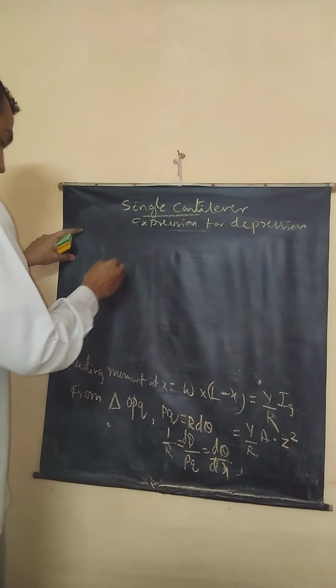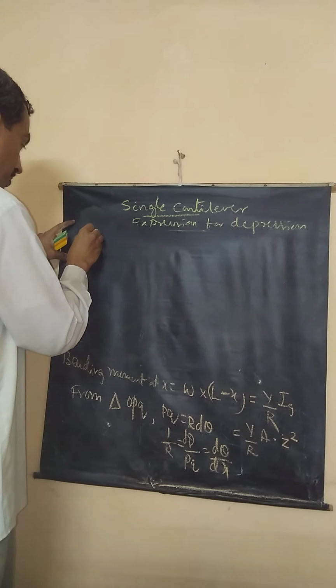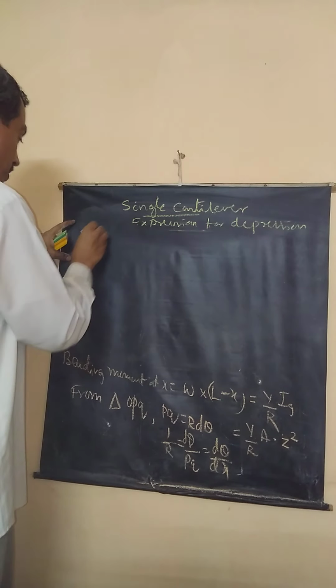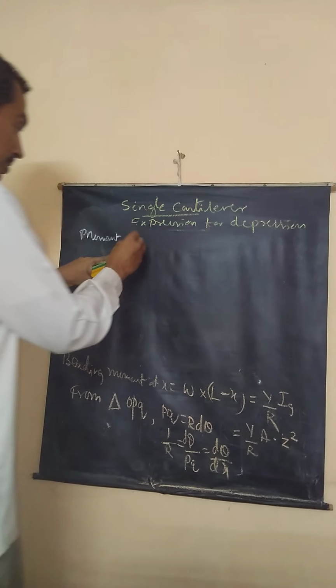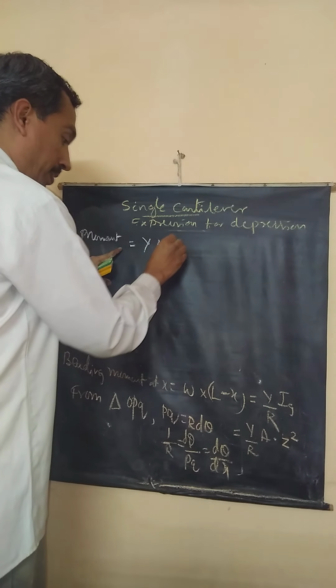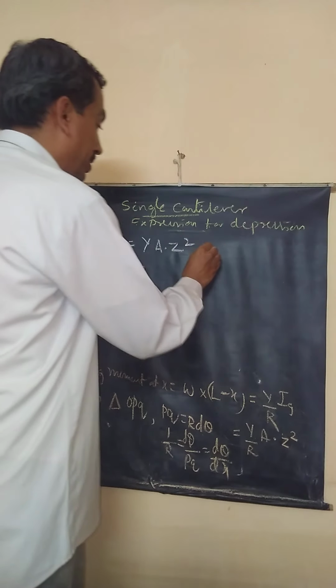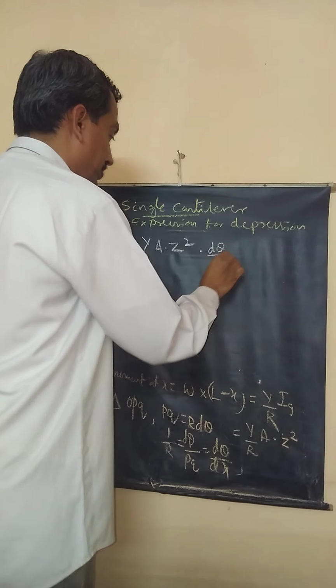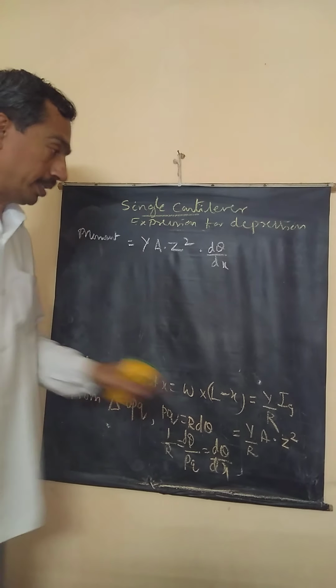So the bending moment will be Y area z square, and 1 by R is d theta by dx. I have replaced 1 by R.